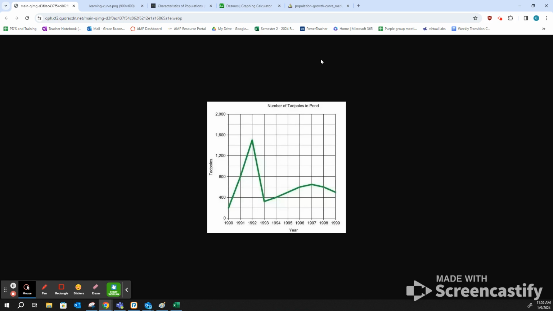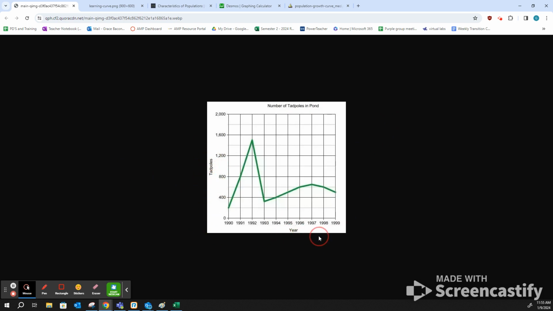So here I can see that I have a nice line graph, and up at the top I see the title of my graph. When my resources are nice, they give me a title, but they don't always. A nice organized graph will always have a title and then our axis labels. So our title is the number of tadpoles in a pond. And what we're looking at is how the number of tadpoles changed based on the year.